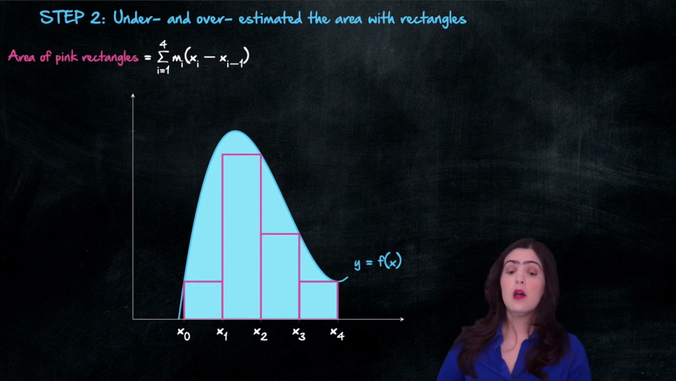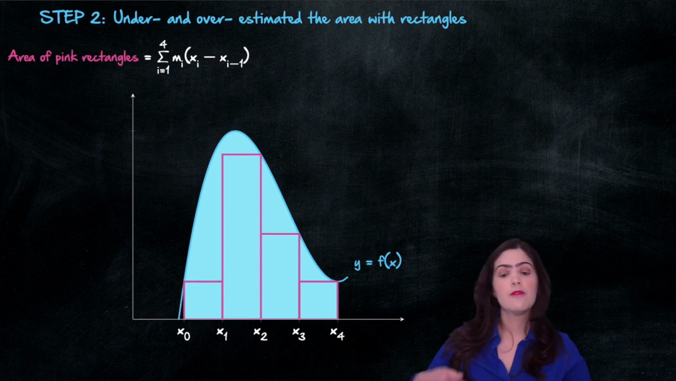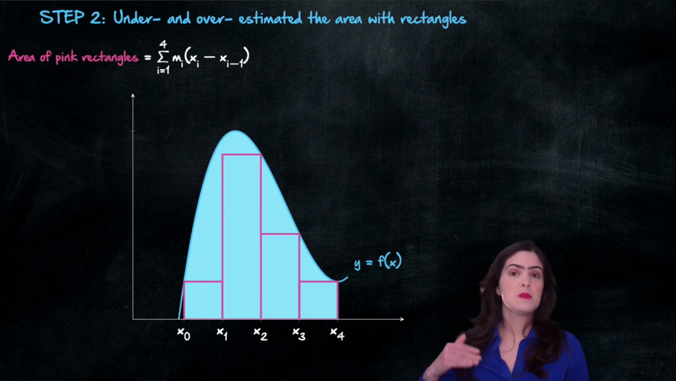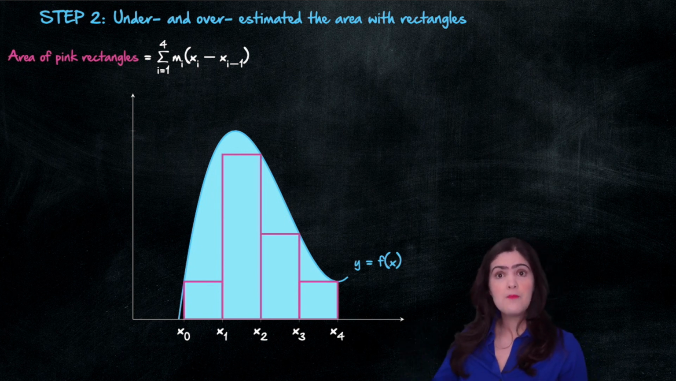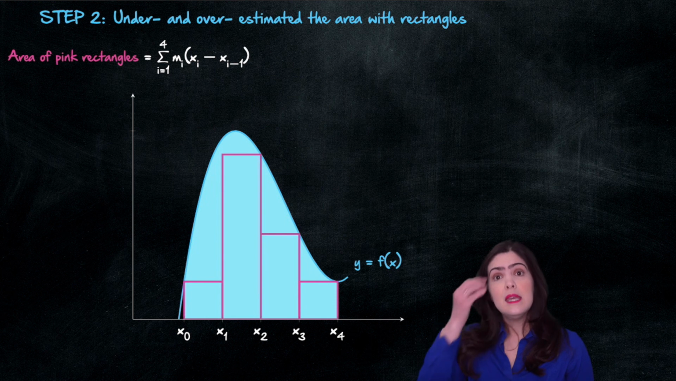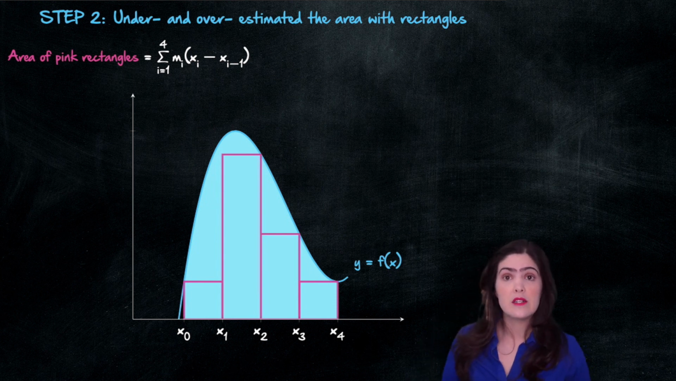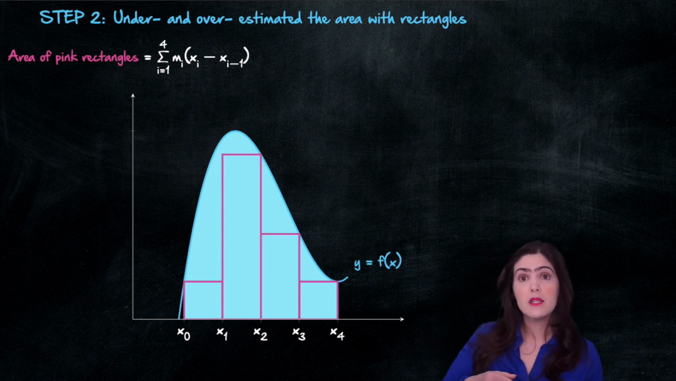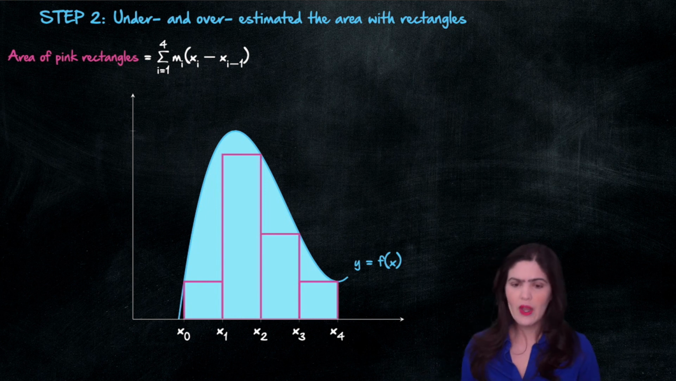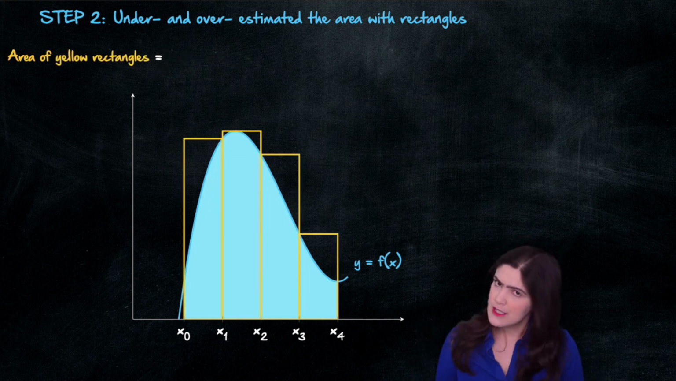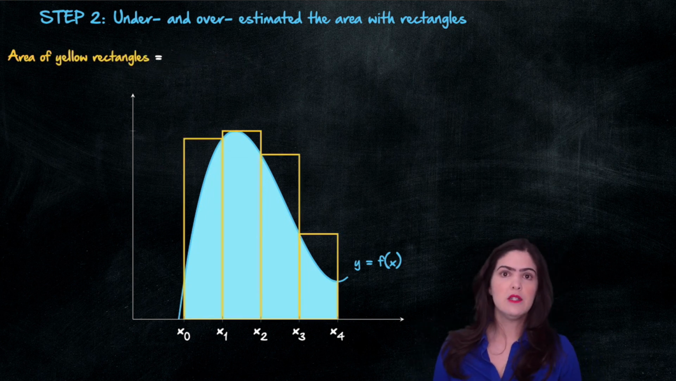So that gives me the sum from i equals 1 to 4 of m_i times (x_i minus x_{i-1}), where m_i is the infimum of the function on the interval that goes from x_{i-1} to x_i. Okay, now we need to overestimate the area using rectangles.